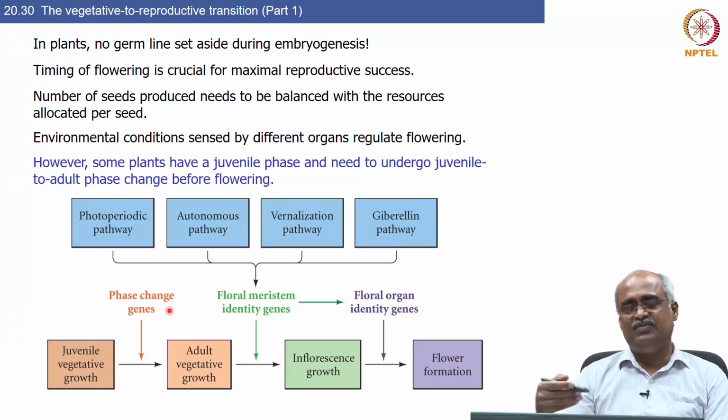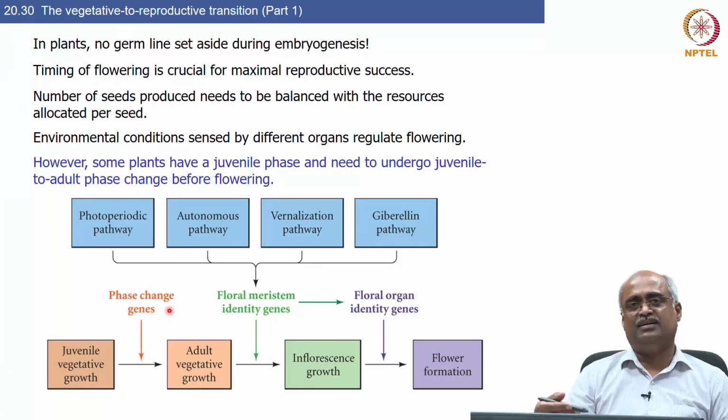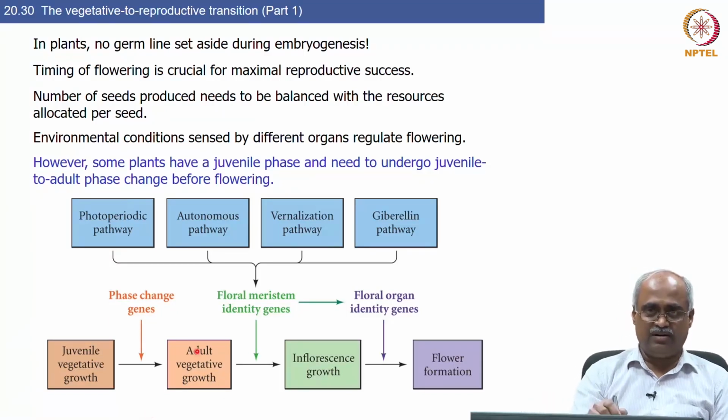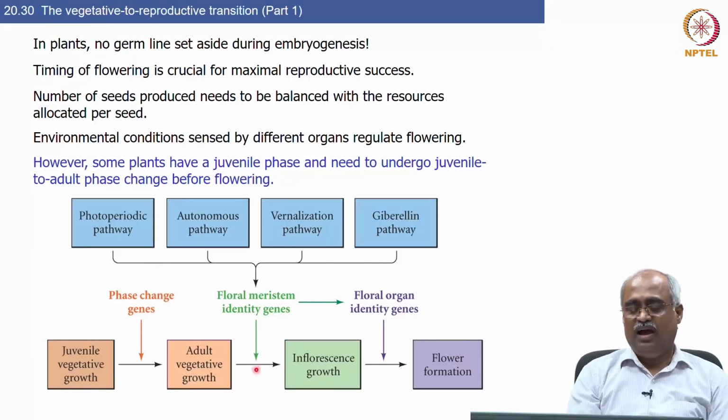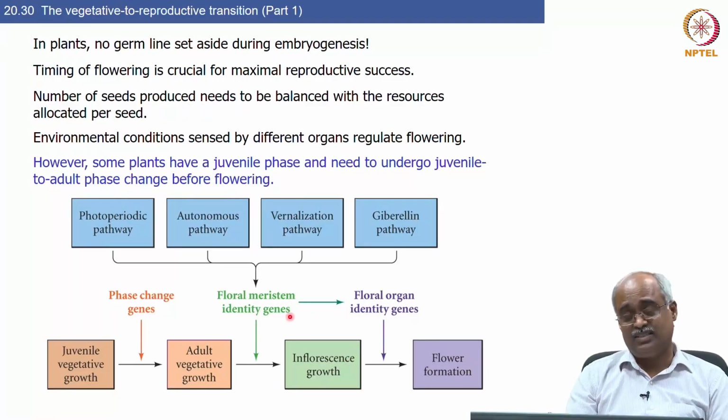So, therefore, its leaves and roots and other tissues probably lack competence to sense the environment. We have learned this induction competence concept in animal development earlier, that applies here as well. So, this is an important concept we need to remember, juvenile to adult transition. And once that happens, then you have another transition, which is vegetative, like I just told you, instead of producing leaves and stems, it starts to make inflorescence. So, the apical meristem transitions into what is called the floral meristem, inflorescence meristem.